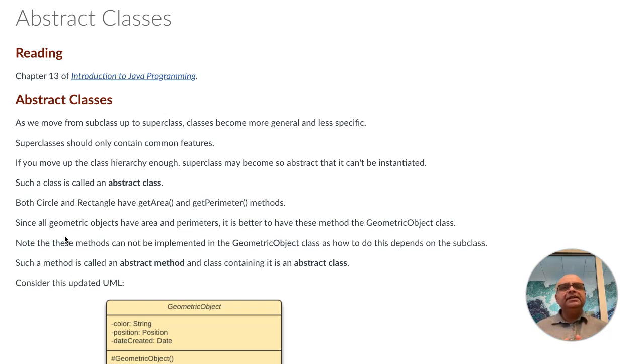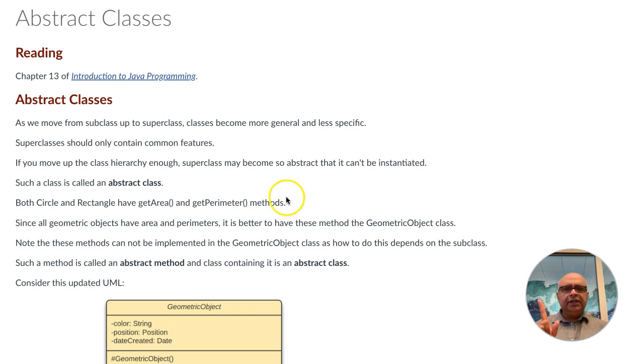But the problem is they can't really be defined there. They belong there, but they can't be defined there because the area of a circle is very different from the area of a rectangle. Same with perimeter. So they need to be declared in geometric object, but really implemented in circle or rectangle. A method that can only be declared somewhere is called an abstract method, and the class containing it will have to be an abstract class.